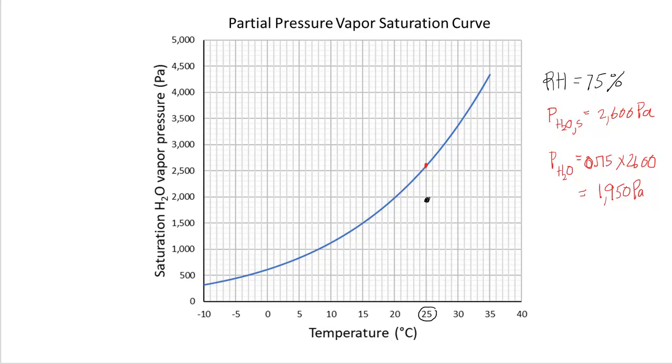And we could do the same thing. If I gave you an air mass that plotted here, in other words, if I told you its temperature and partial pressure, you could calculate its relative humidity using the same concepts I described before.